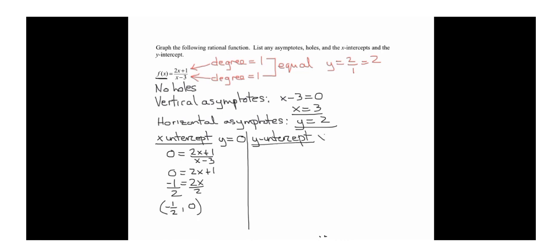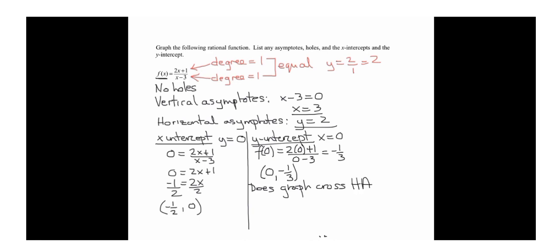Now we need to find the y-intercept. Remember, you always find it by setting x equals 0. So what's f of 0? Wherever you see an x up here, you're going to put 0. So you're going to have 2 times 0 plus 1 over 0 minus 3, so that is negative 1/3. As an ordered pair, that's 0, negative 1/3.